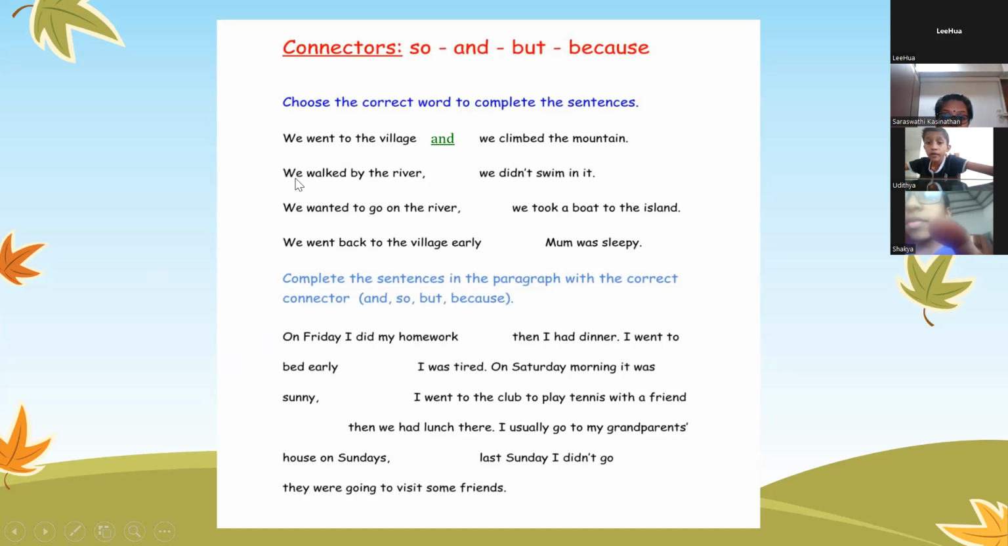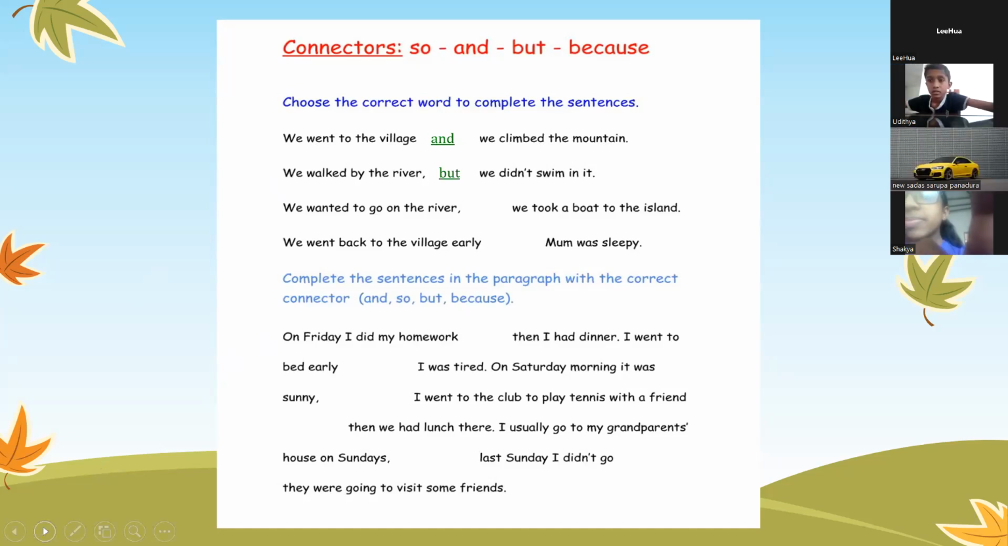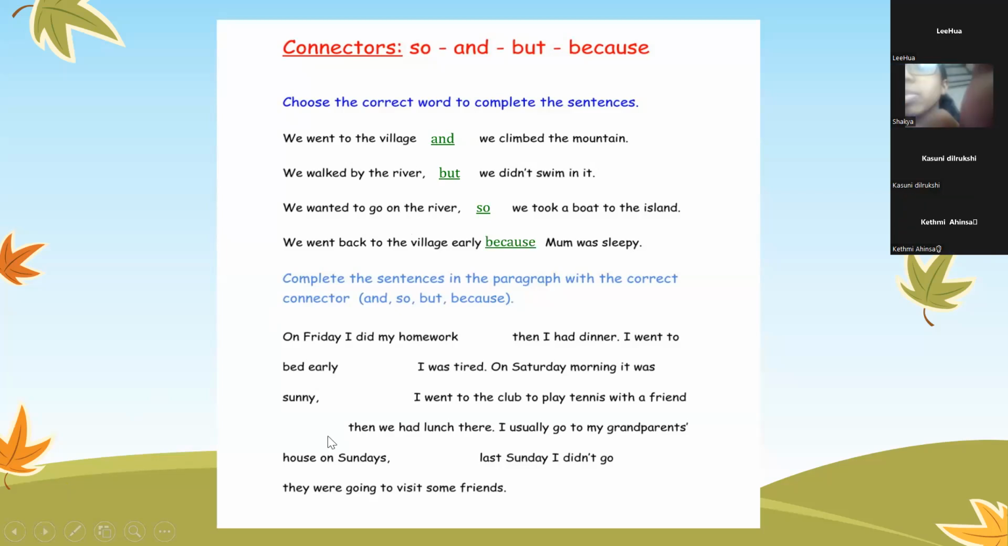All right, next sentence, please read. We walked by the river, but we didn't swim in it. Very good. Well done. Next. We wanted to go on the river and we took a boat to the island. Yes, very good. Next. We went back to the village because Mom was sleepy.